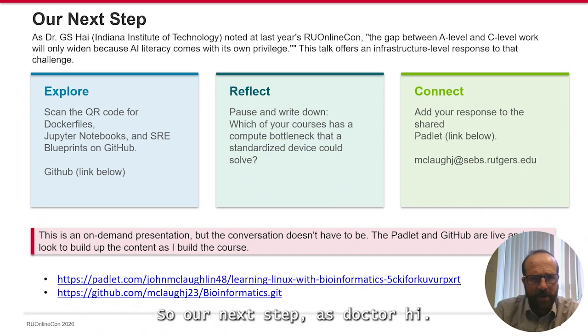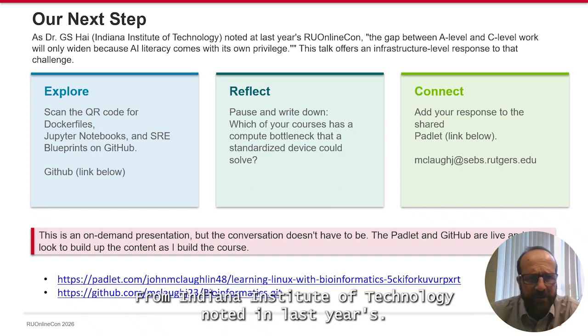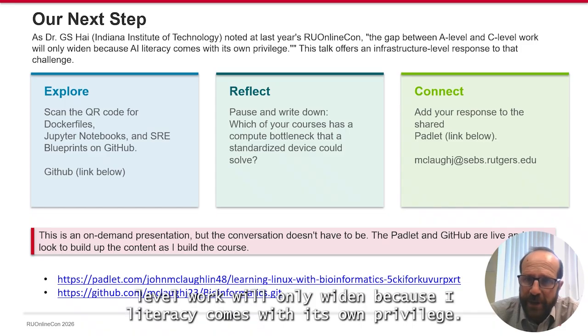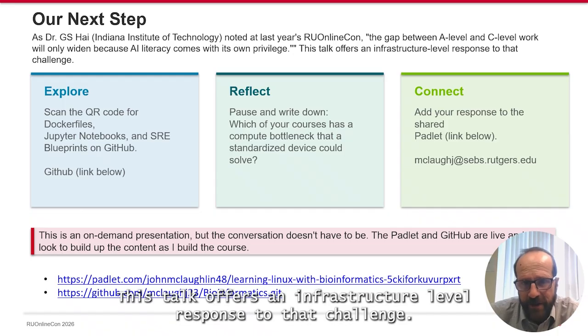So our next step, as Dr. G.S. Hai from Indiana Institute of Technology noted in last year's RU Online Con, the gap between A-level and C-level work will only widen because AI literacy comes with its own privilege. This talk offers an infrastructure level response to that challenge.